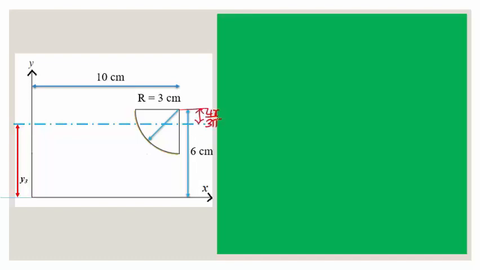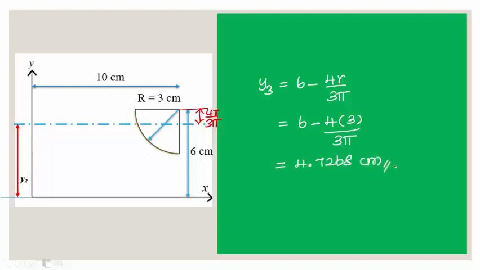The corner point of the quadrant is located at 6 centimeters from the reference. So y3 can be calculated by subtracting this 4r by 3 pi value from 6 centimeter. So y3 is equal to 6 minus 4r divided by 3 pi. That is 6 minus 4 into the radius of the quadrant, which is 3 centimeter, divided by 3 pi. So which is 4.7268 centimeter. Okay. Now we have calculated all the required data to determine the centroid of the given plane area.